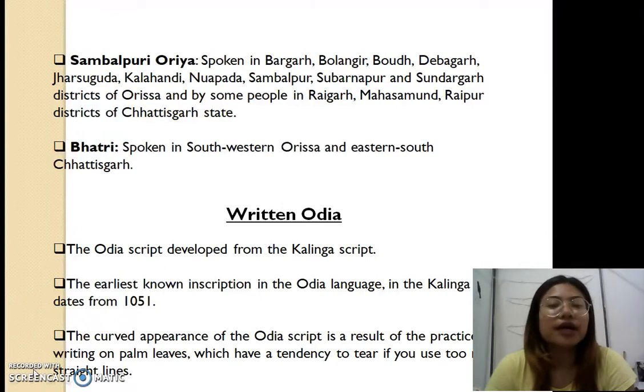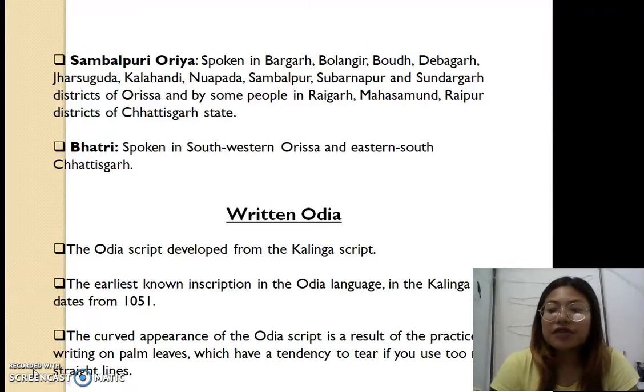Now the written Odia. The Odia script developed from the Kalinga script, which is one of the many descendants of the Brahmi script of ancient India. So the earliest known inscription in the Odia language in the Kalinga script dates from 1051. So the curved appearance of the Odia script is a result of the practice of writing on palm leaves, which have a tendency to tear if you use too many straight lines.